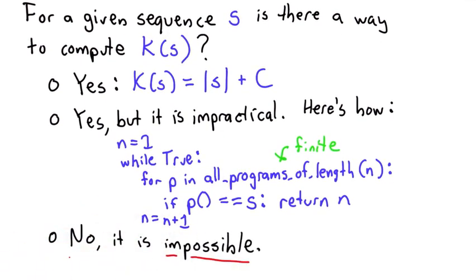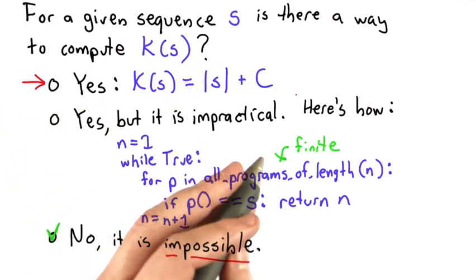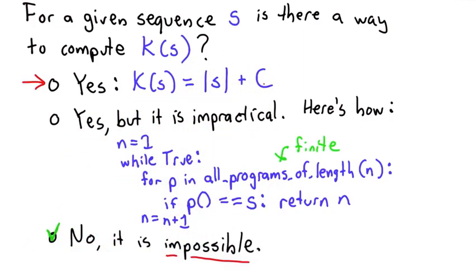And the third choice is no, it's theoretically impossible. The answer is that it's theoretically impossible to compute this for an arbitrary sequence. The first answer is not correct. If S is truly random, this would be correct. But if S is not truly random, there might be some shorter way to compute it. So this gives the maximum value of the Kolmogorov complexity of a sequence length S.